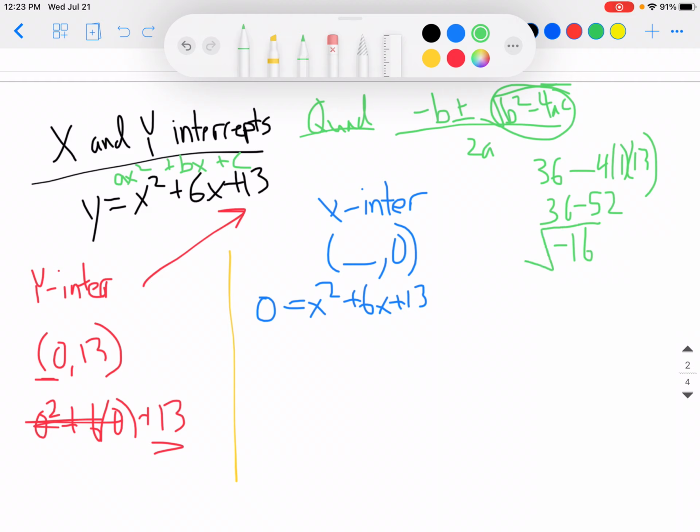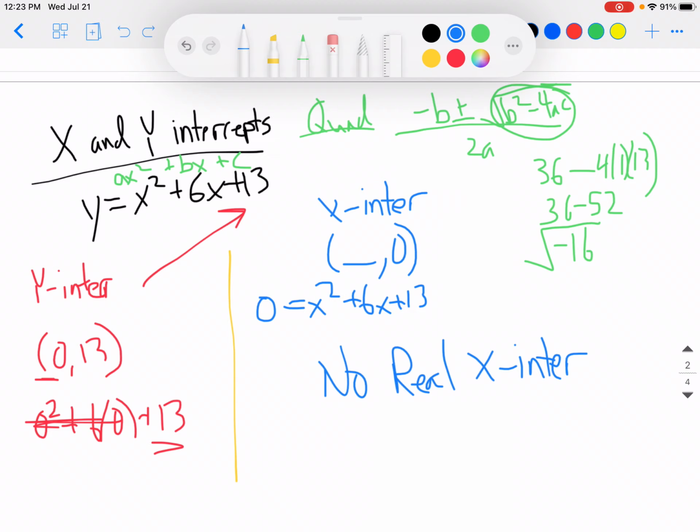Now here's the problem. You can't take the square root of a negative number. And so what this means is that we're going to have no real x-intercepts. No real x-intercepts. And that's because you're going to take the square root of a negative number. So it has imaginary roots.